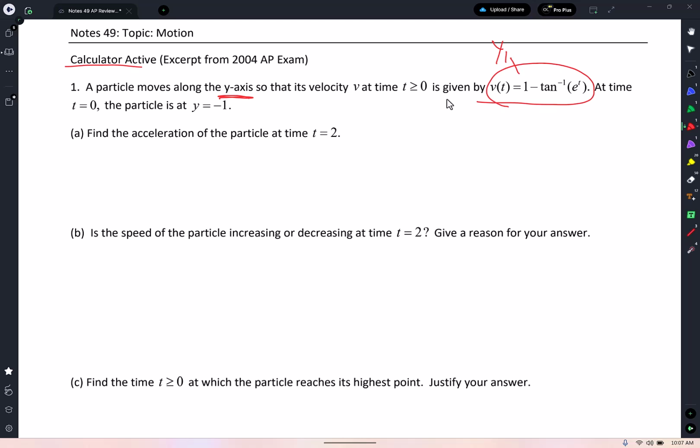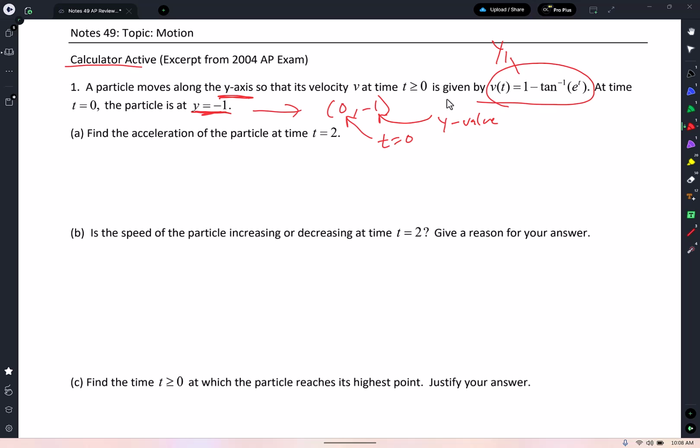At time t equals 0, the particle is at y equals negative 1. So there's my position. Sometimes it helps to write the coordinate 0, comma negative 1. Be careful. This is a time, t equals 0, and this is a y value. You're on the y-axis.